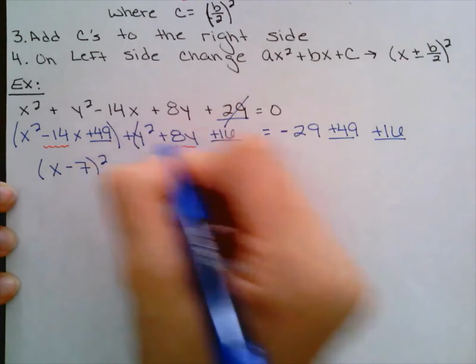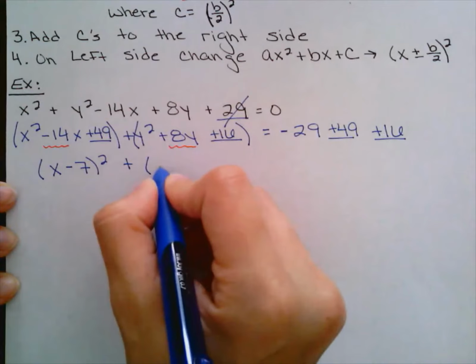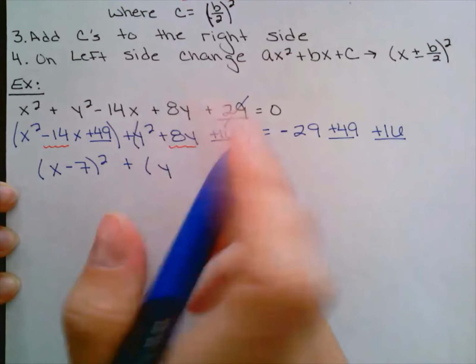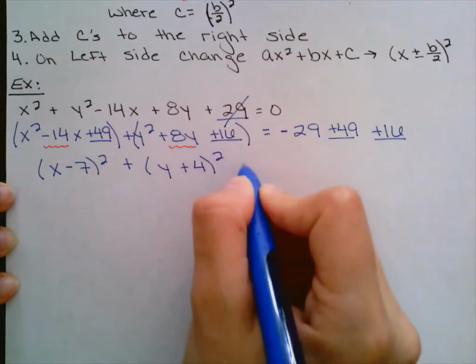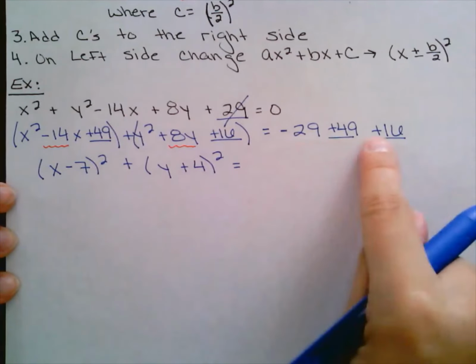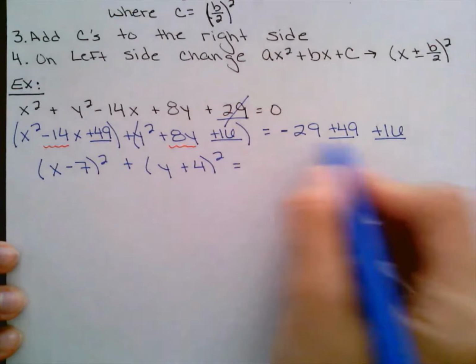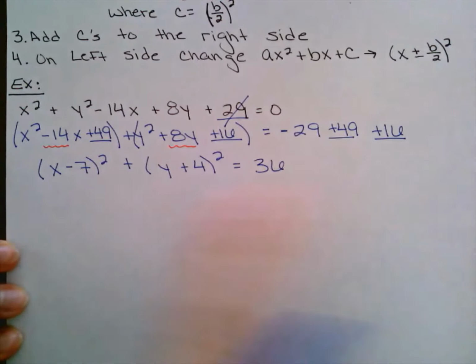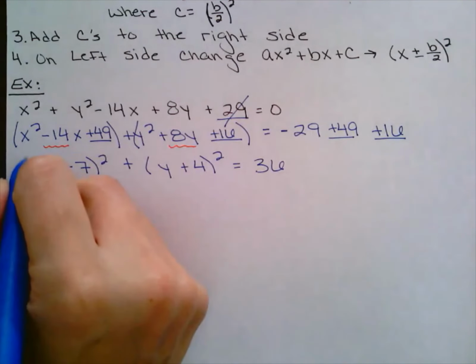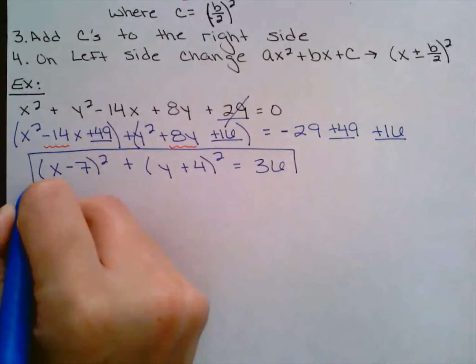And now I'm going to do the same thing with the y. Plus y, half of this b would be a positive 4 squared. Equals, and now I'm going to combine these terms. Combining these would give me a 36. And now, hopefully, you can see your equation in standard form.